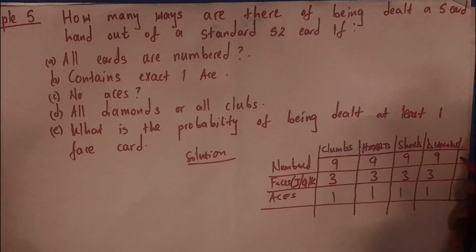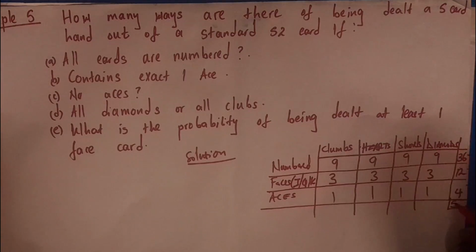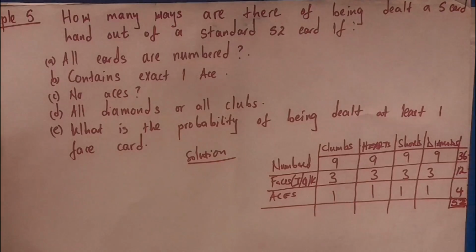Because here we're going to end up with the total of 36. Here we're going to have the total of 12. Here the total of 4. And then if we add, 36 plus 12 plus 4, it's 52, the answer. So the total number of the cards is 52.